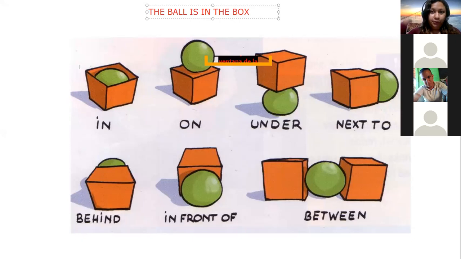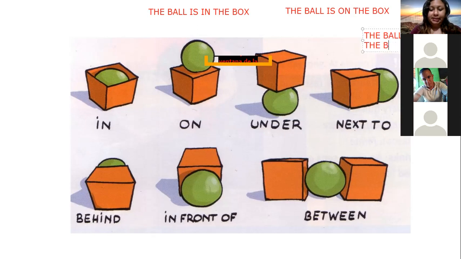Now, the next one, number two. I'm going to type over here. Number two says, the ball, you see the ball? How do we complete it? The ball is on the box. Very good. Now, number three, we say, the ball. Can you finish it? Is under the box. Yes, the ball is under the box. Okay, under.